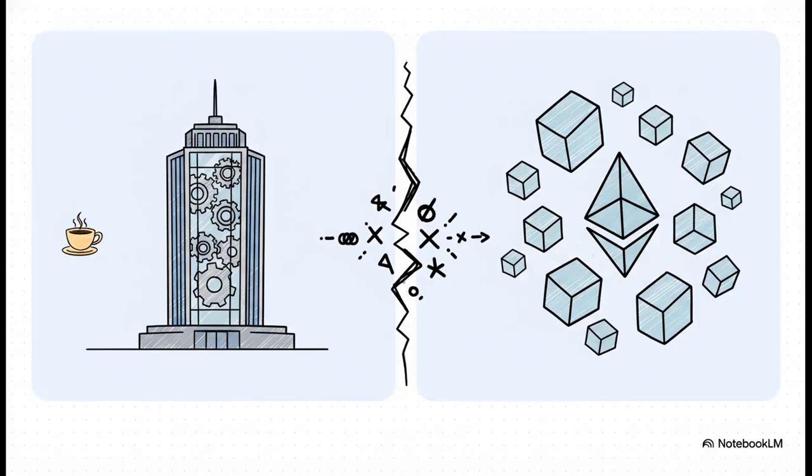Because you've got these two totally different universes, right? On one side, you have the enterprise world. This is the kingdom of Java. For over 2 decades now, it's been the absolute bedrock for mission-critical systems. Think stability, performance, handling billions of dollars.